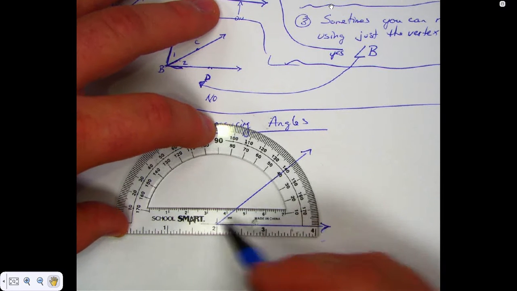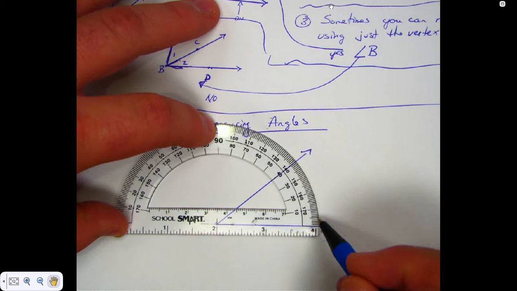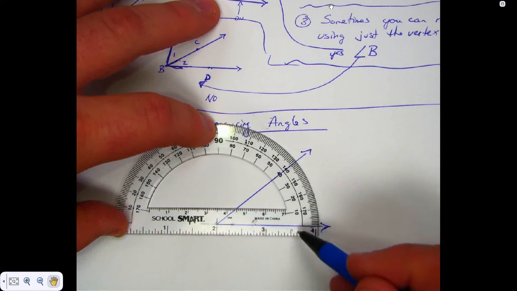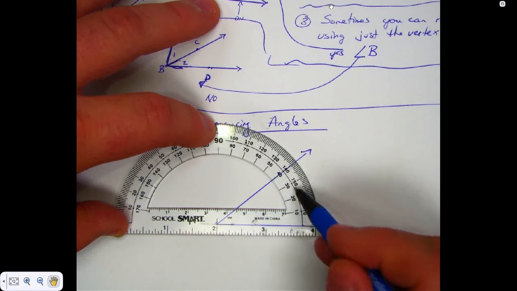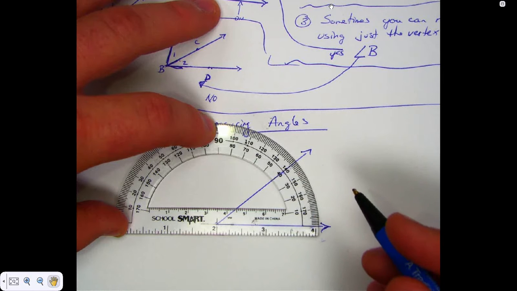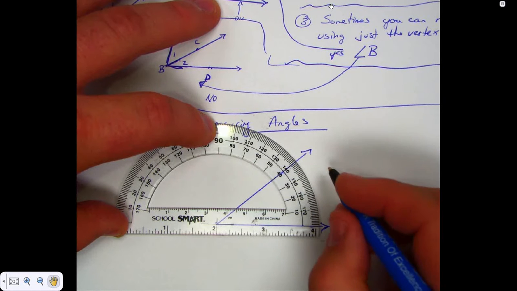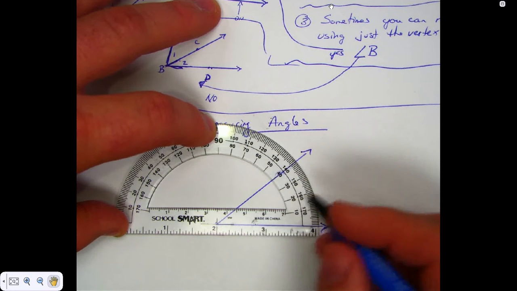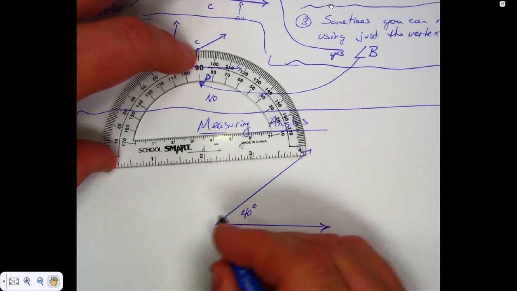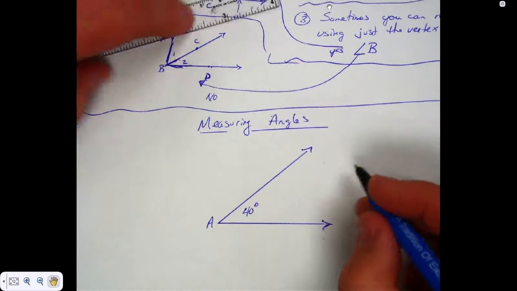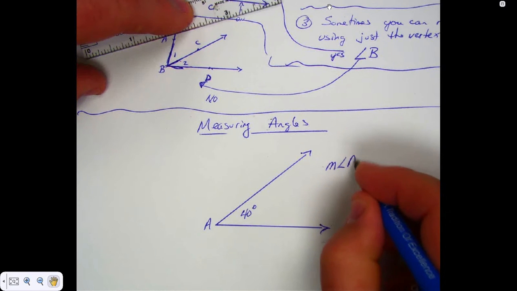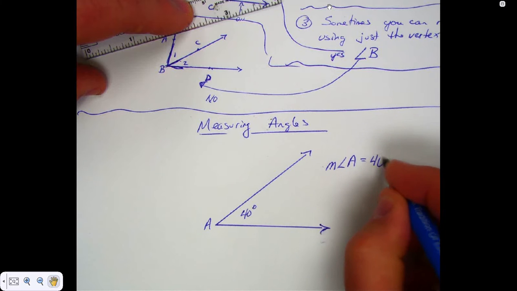See, I'm lined up here and I'm lined up here, aren't I? Well, obviously that's not a 140-degree angle. This is 0, right? What is the measure of this angle? 40 degrees. And here's how you would write this statement. The measure of angle A is equal to 40 degrees.